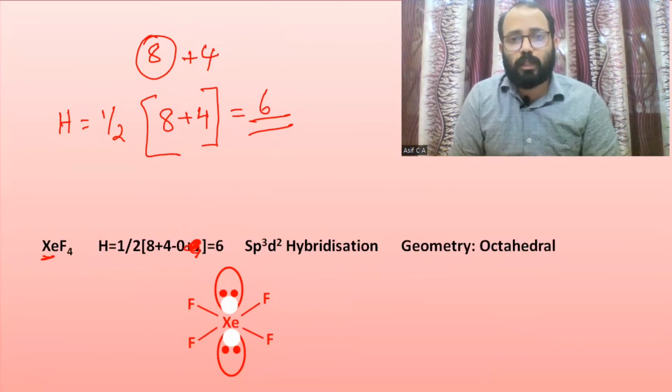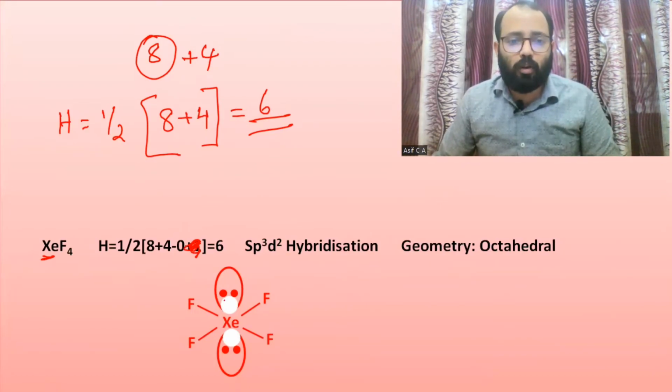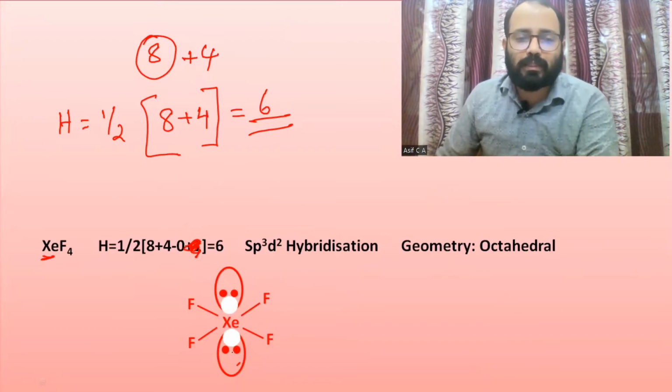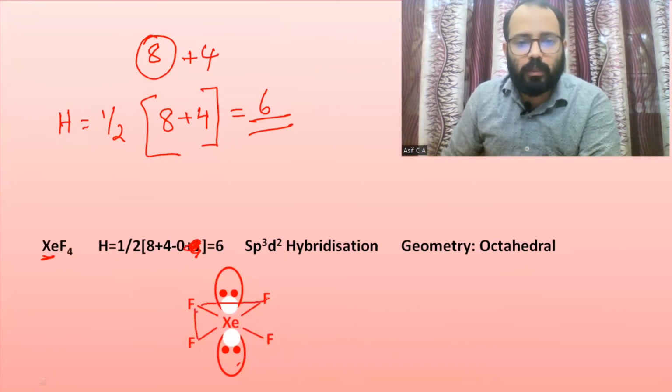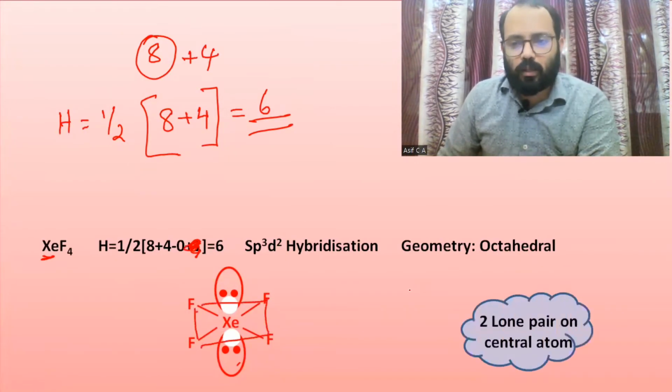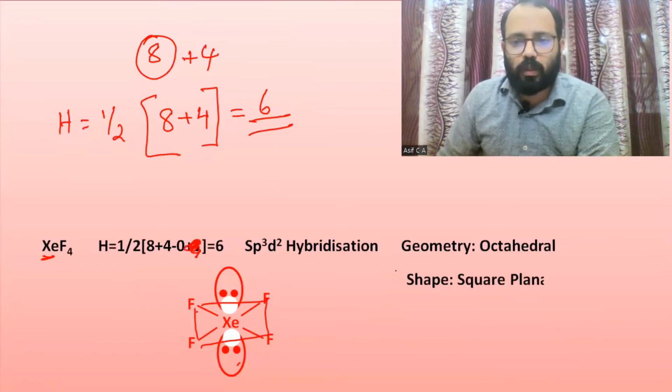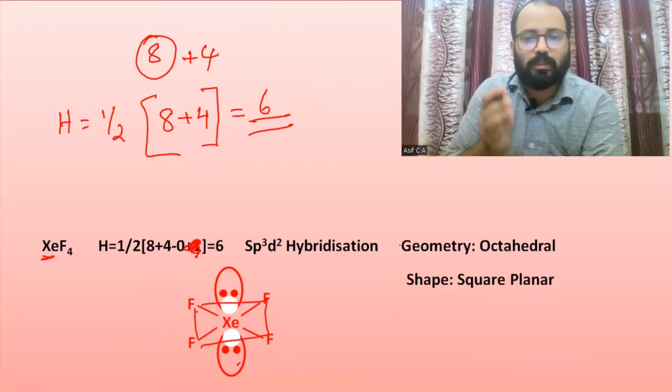But will the shape be the same? No. Why will it not be the same? Because there are lone pairs. Yes, because two lone pairs are present in the two axial positions, the shape is going to be different. What is the shape? The shape will be square planar because of the presence of two lone pairs. Look at that, geometry is different and shape is different when there is a lone pair.